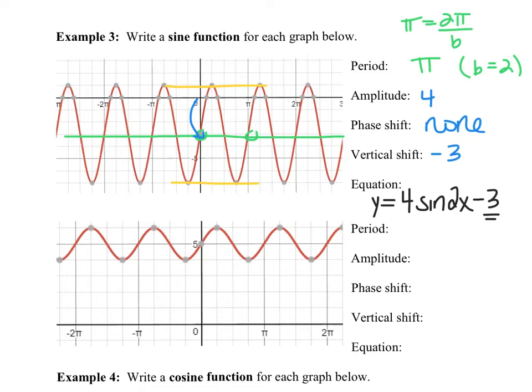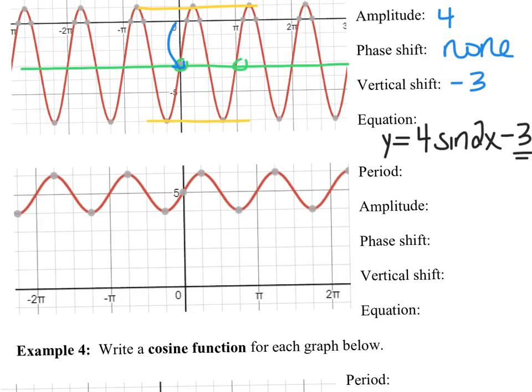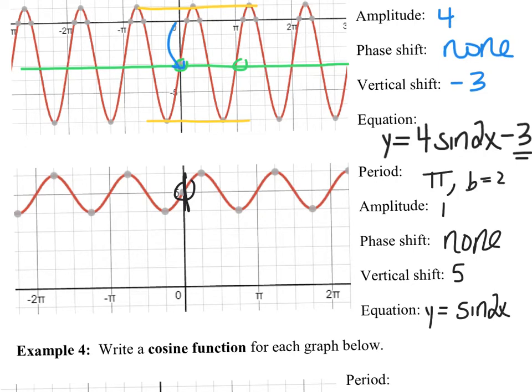So the second one, the period is pi. The amplitude is, the height's 2, so it's 1. The phase shift, it hasn't shifted left or right. And the vertical shift is starting at 5. So my equation is going to be y equals, and it's a positive sine function, so it's going to be sine of 2x, because b is 2, just like our other one before, plus 5.